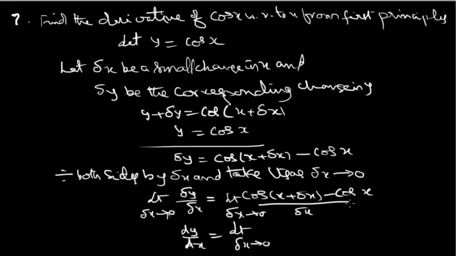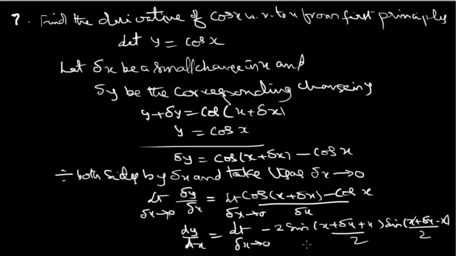Cos c minus cos d formula we use it, that is minus 2 sin c plus d by 2. C is what? X plus delta x. D is what? X. Minus 2 sin c plus d by 2, x plus delta x plus x by 2, into sin c minus d by 2, x plus delta x minus x by 2. This x and x cancels and whole divided by delta x is there.